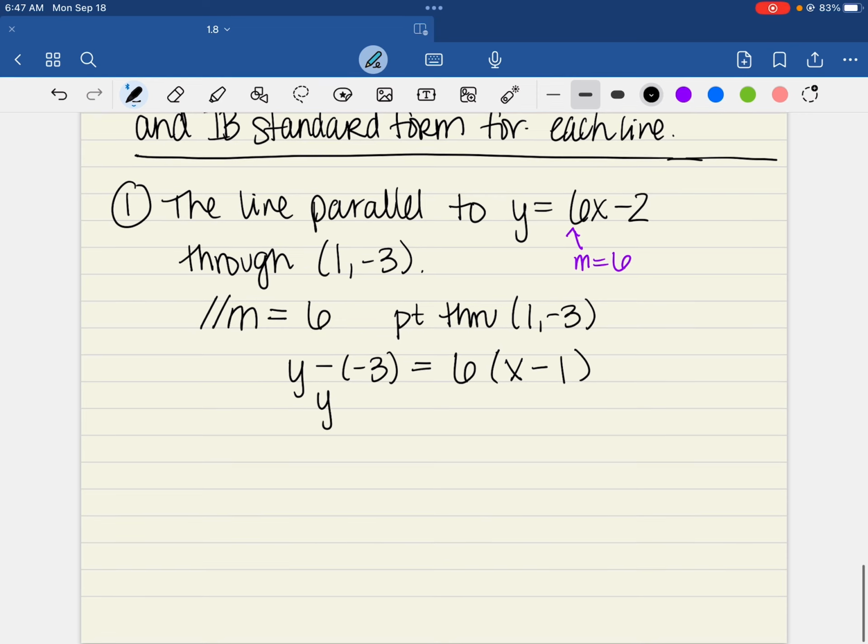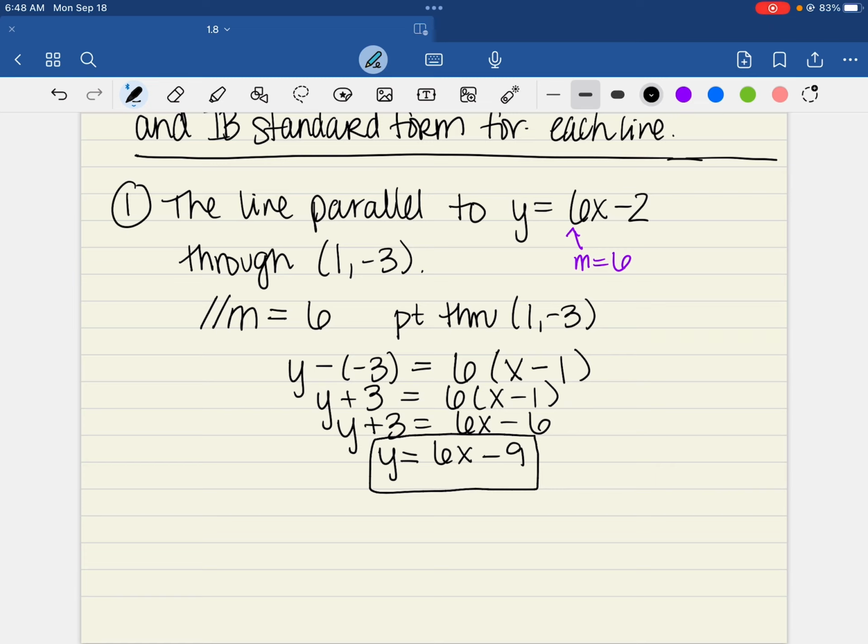Now, what am I going to do with this scenario? Well, I need to turn this into slope-intercept form. So I want to turn it into y equals mx plus b. In order to do that, I'm going to have to distribute, which gives us 6x minus 6 and then subtract my 3 over, y equals 6x minus 9. So I've gotten my first answer, which is in slope-intercept form.